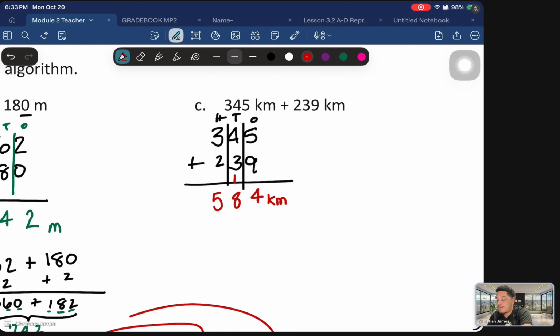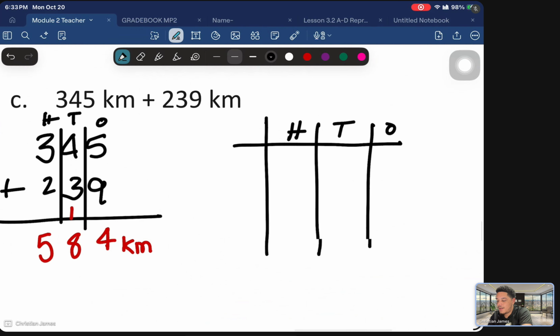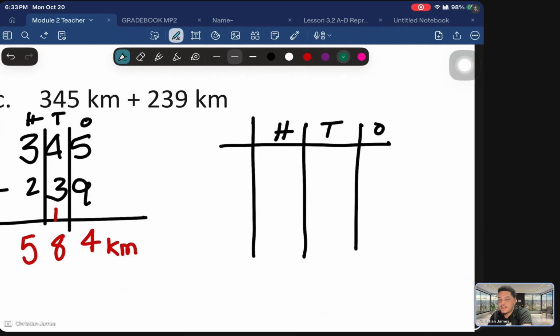So I'm going to do all the way up to the hundreds, because that's what my number goes up to. Ones, tens, hundreds. Okay? And here I'm going to simply make these numbers using place value discs. So let's start with the first number. First number I have is 345. That's 5 ones and 4 tens and 3 hundreds.